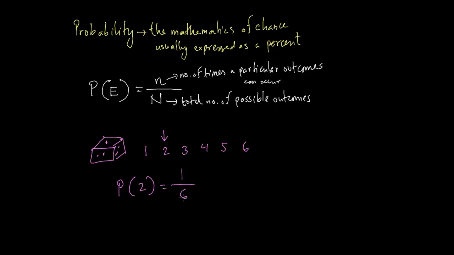As a matter of fact, the probability of getting a 3 is also 1 over 6. The probability of getting a 4 is also 1 over 6. As a matter of fact, the probability of getting any one of these is 1 over 6.